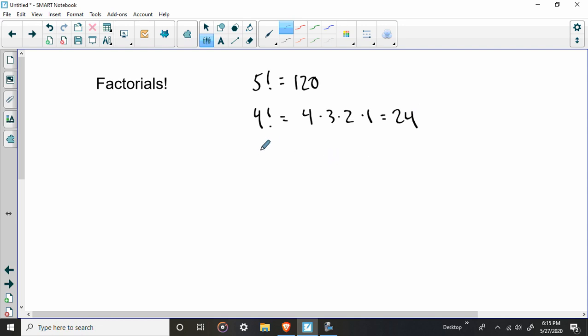Okay. What is 3 factorial? What's 3 times 2 times 1, which is 6. What's 2 factorial? Well, that's 2 times 1, which is 2. And what's 1 factorial? Well, that would just be 1. Okay?